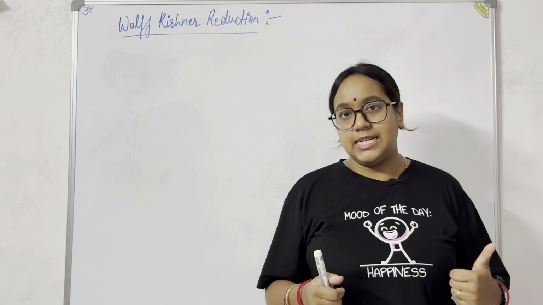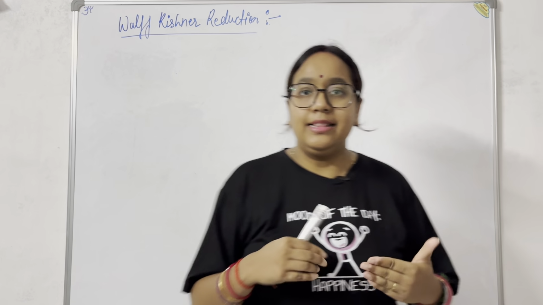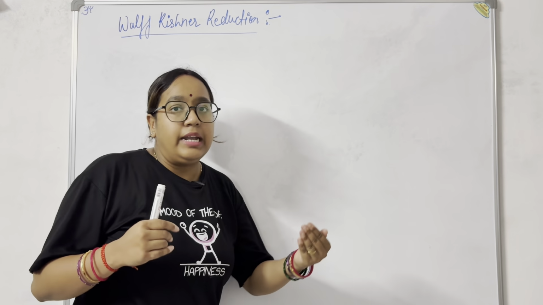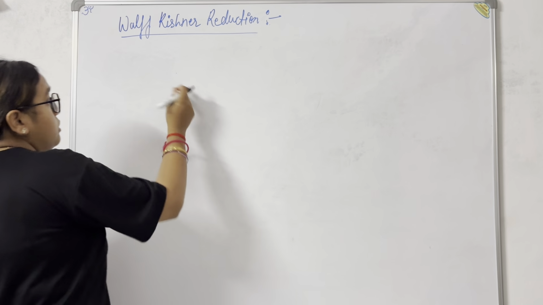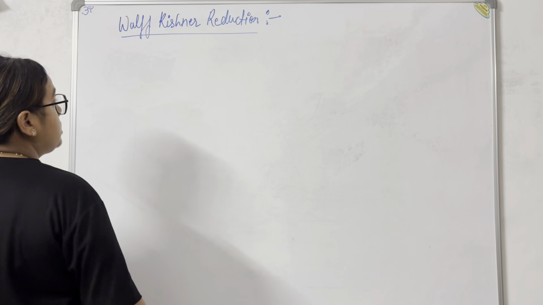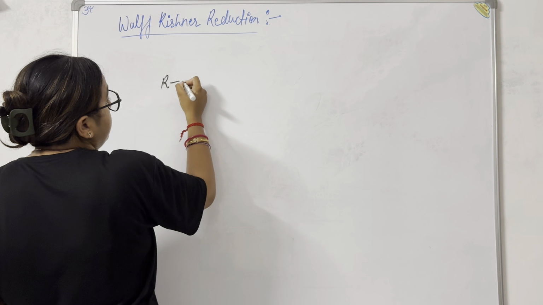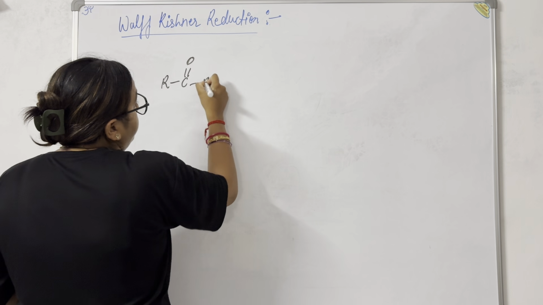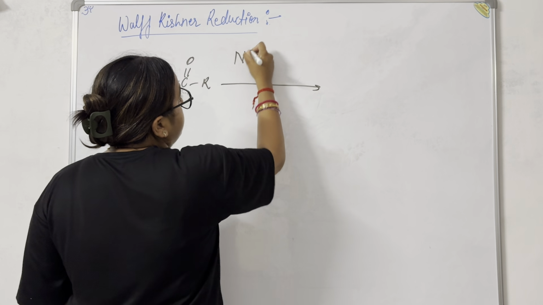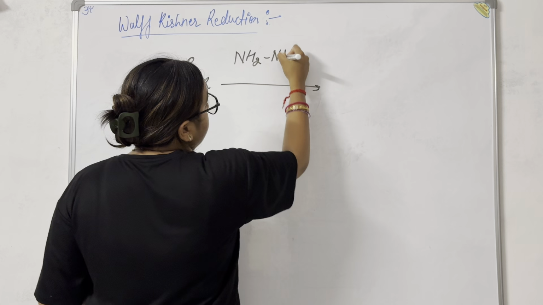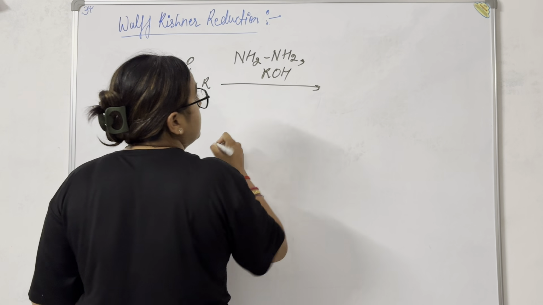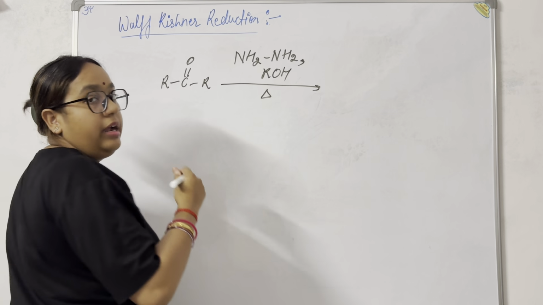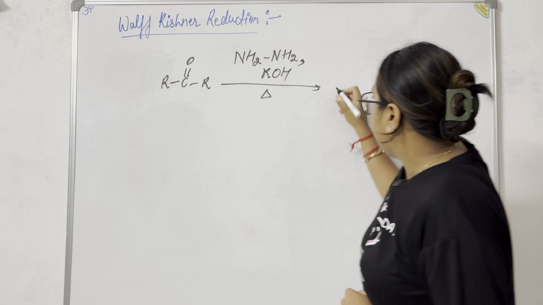Today we will discuss the Wolff-Kishner reaction. In this reaction, ketone and aldehyde reduce to alkanes. How? In the presence of hydrazine and a strong base. Like ketone in the presence of hydrazine and a strong base KOH. With small heat, it will convert into alkane.